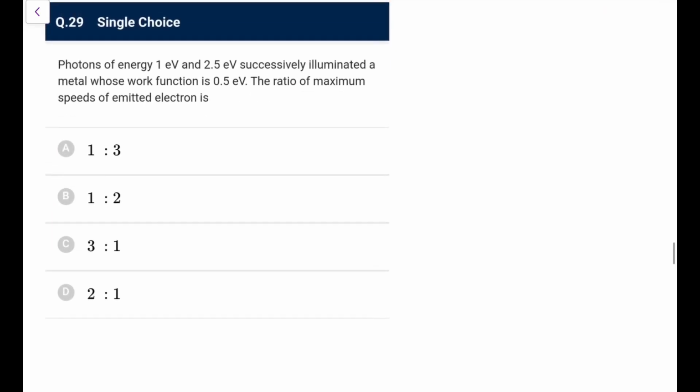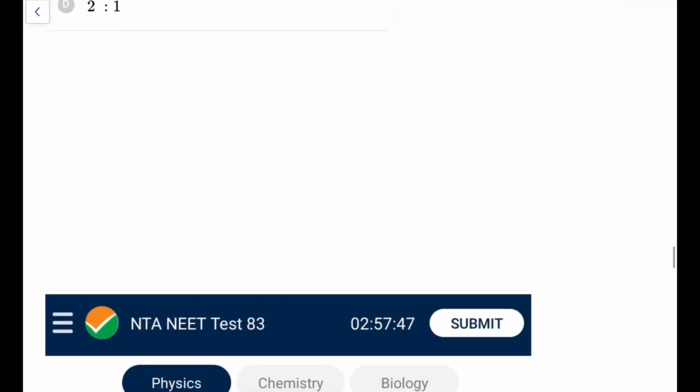Next, photons of energy 1 and 2.5 successively illuminate a metal whose work function is 0.5, ratio of maximum speeds. We have done it so many times. K1 max comes out as 0.5, K2 max comes out as 2, that is 4 times. So kinetic energy has become 4 times, that means the speed will become double, so it is 1:2.